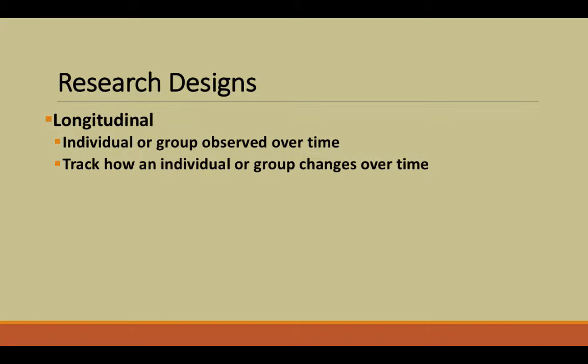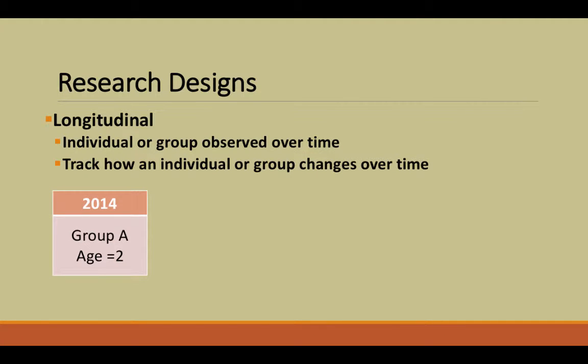So there are three main types of research designs that we're going to go over, and the first one is longitudinal. And in a longitudinal research design, an individual or group is observed over time. And we track how an individual or group changes throughout our observation.